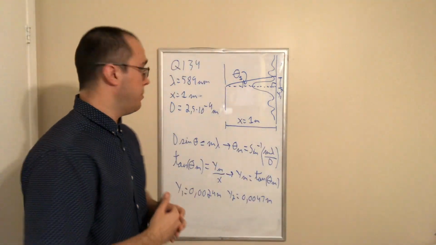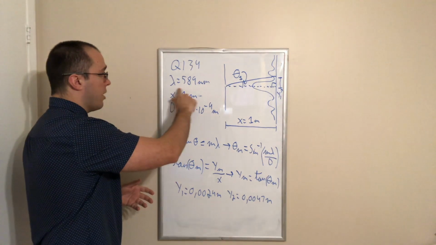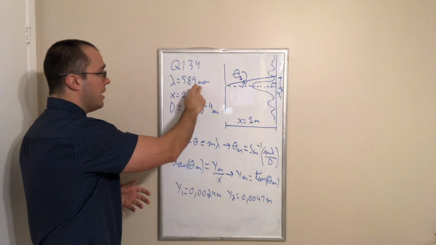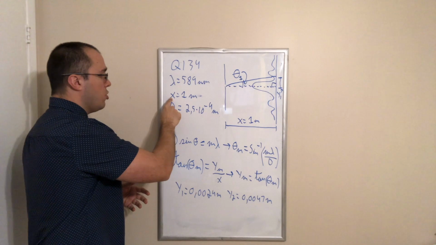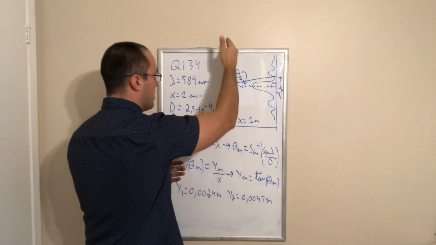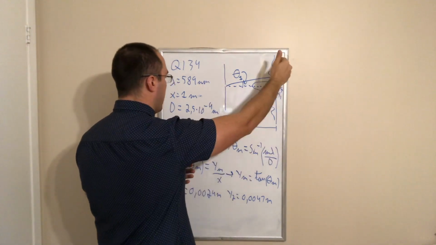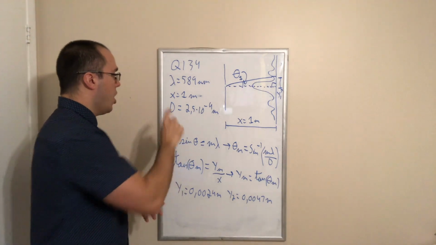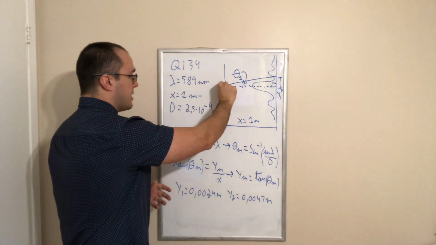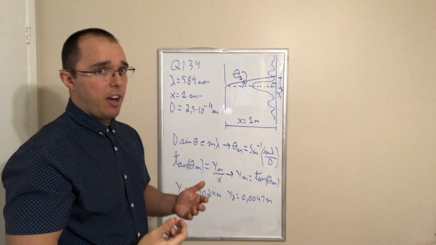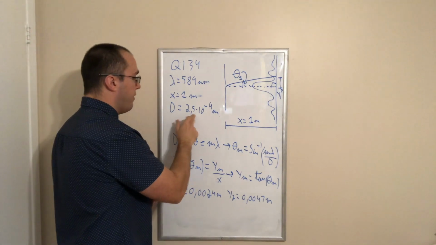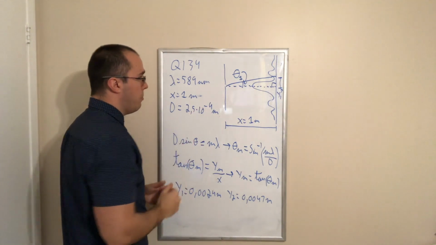First, let's write the relevant pieces of information. We have our lambda, 589 nanometers. I decided to use x for the distance between the slit and the screen. It's equal to 1 meter. The width of the slit is 0.25 millimeter, or 2.5 multiplied by 10 to the minus 4 meter.